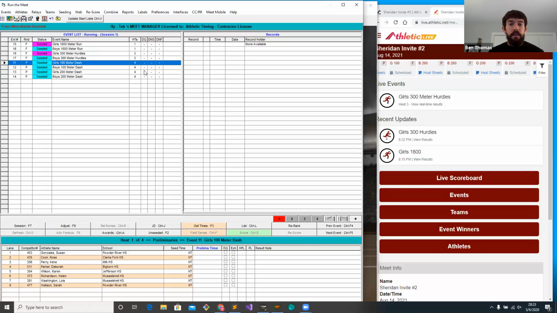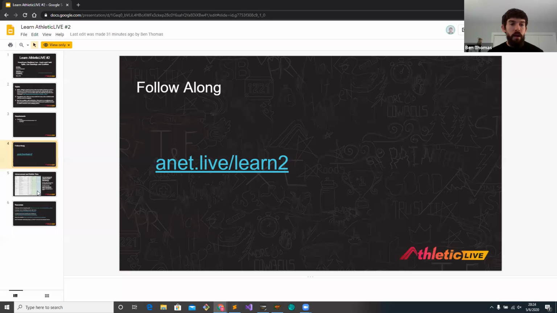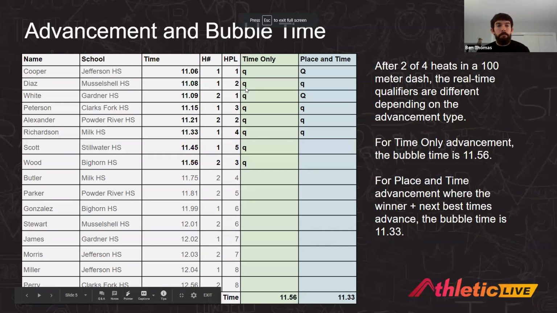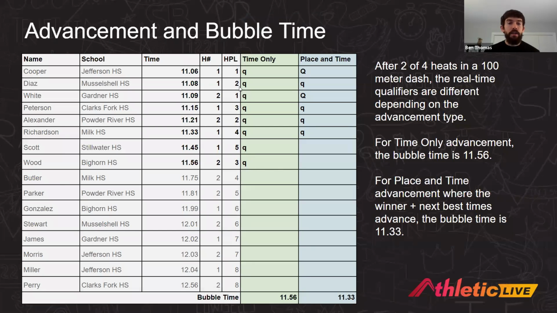So the idea being that at any point during an event, we can see what a particular qualifying time is. And just to illustrate what this is, I'm going to go back to the PowerPoint and head to this slide. Let's take this example of, we've got 4 heats in our 100-meter dash, and we're finished with 2 of those heats. How does real-time qualifying look at this moment?